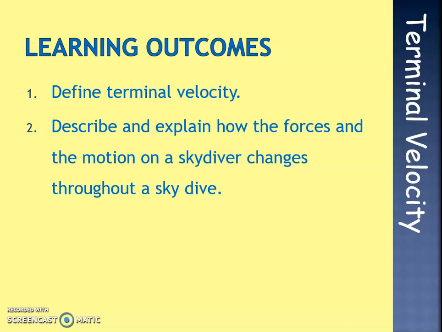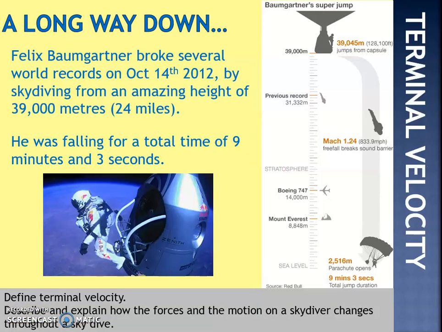Okay, our learning outcomes today are to define terminal velocity and to describe and explain how the forces and the motion of the skydiver change throughout the skydive. So Felix Baumgartner broke lots of world records on the 14th of October 2012 because he jumped out of a massive hot air balloon that had reached a height of 24 miles. So he was 24 miles above the surface of the Earth when he dropped down.